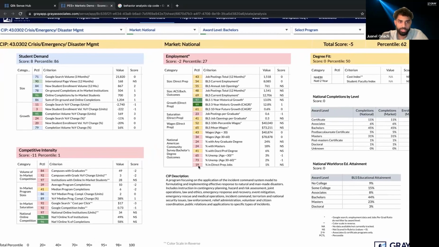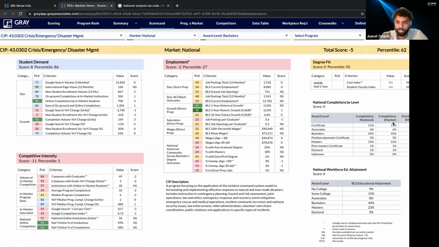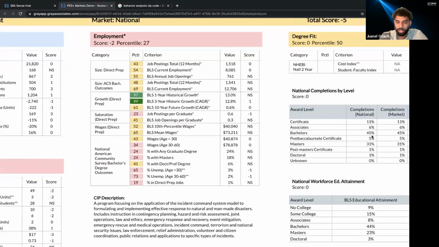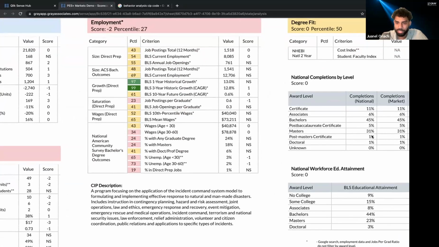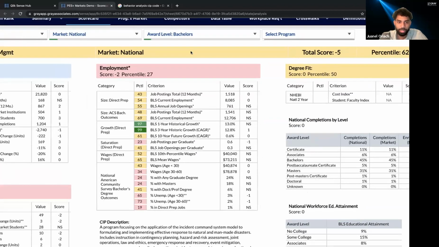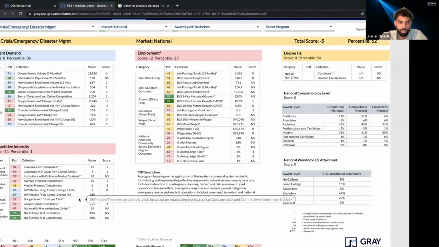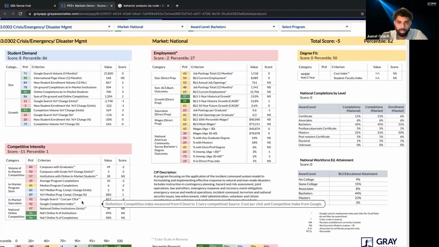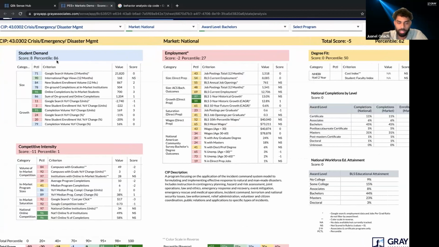Cool. So this is the crisis emergency disaster management. The first thing I do when I open up something like this is take a look at the completions by level, just to make sure we're looking at this in the right scope. We do see a split here between bachelor's and master's, so I would consider that. Right now, we have this filtered in at the bachelor's level where appropriate, so keep in mind the competition will be focused at the bachelor's level here. Again, the color coding will tell you that story at a high level, and you'll work your way into the details.